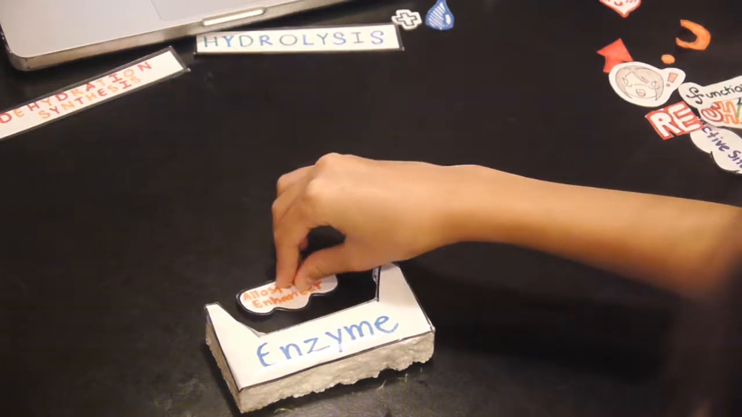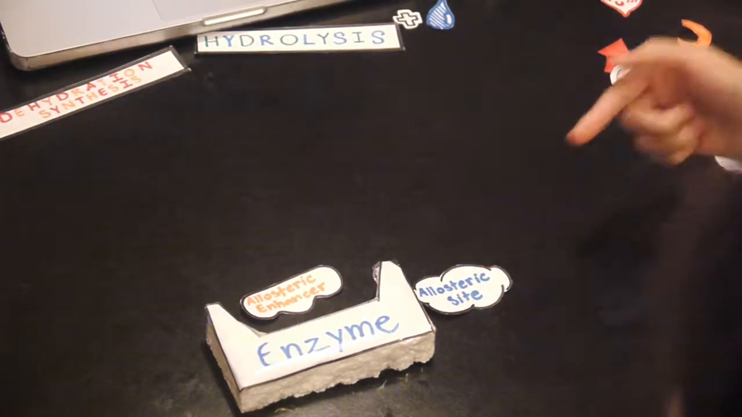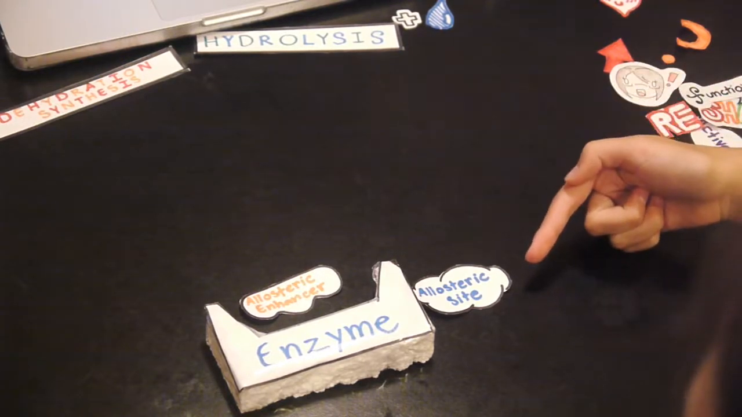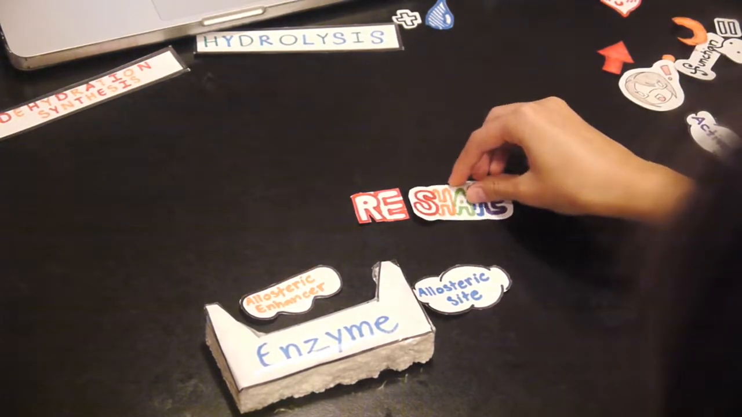Important to note that there are also allosteric enhancers. Both allosterics attach to the enzyme at the allosteric site. The enhancer also changes the shape of the enzyme, but it reshapes the enzyme in order to make it work again.